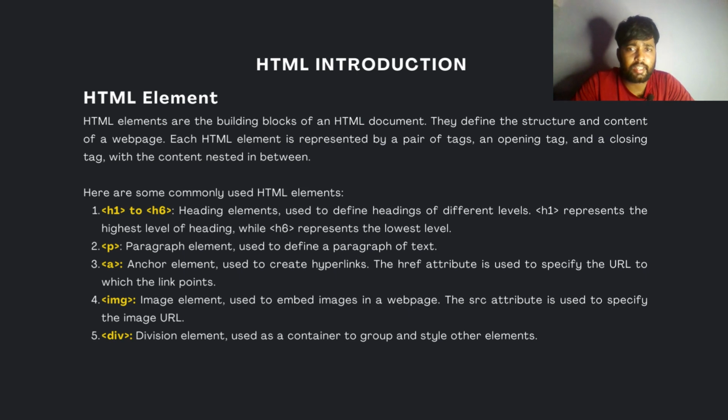Next point is the a tag, anchor element, used to create a hyperlink. The href attribute is used to specify the URL to which the link points. Next point, img, image element used to embed images in a web page. The src attribute is used to specify the image URL. Next point, div, division element used as a container to group and style other elements.